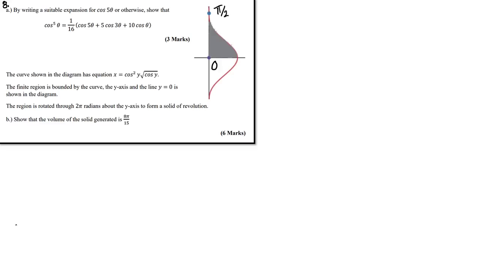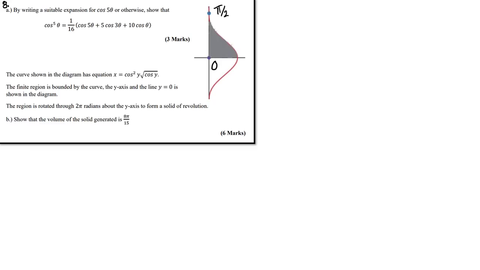And for part B, we've got this beautiful diagram that I've put together here. It doesn't look quite as neat as the actual exams, but what we've got here is the curve in the diagram. So this is x equals cos squared y times the square root of cos y. And the finite region is bounded by the curve, the y-axis, and the line y equals 0. And that's shown in the diagram. So this is this grey region here. Now we're told the region is rotated through 2 pi radians about the y-axis to form a solid of revolution. And all we want to do for 6 marks here is just show that the volume of the solid generated is 8 pi over 15.